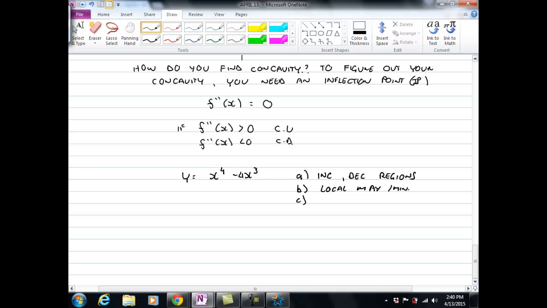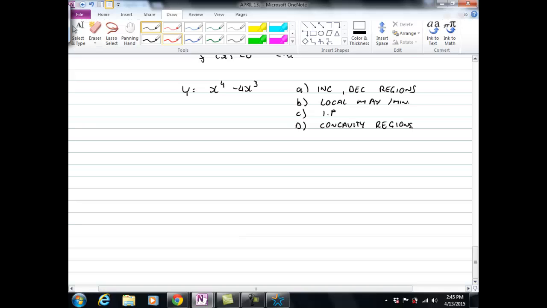C, I want to know my Ip Man point. D, concavity. When I mention concavity regions, I want to know where it's concave up, where it's concave down. You can't put all this in a graph yet. This just shows you the general shape of the graph. Have fun. If you guys need a hint, I need to find the first derivative.